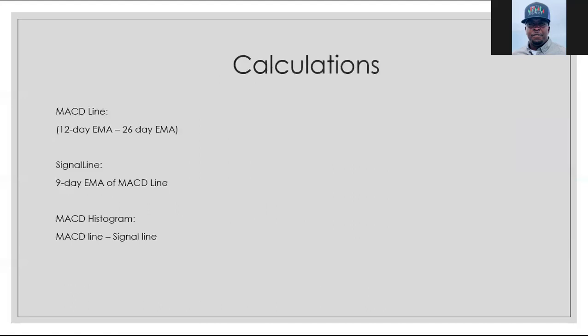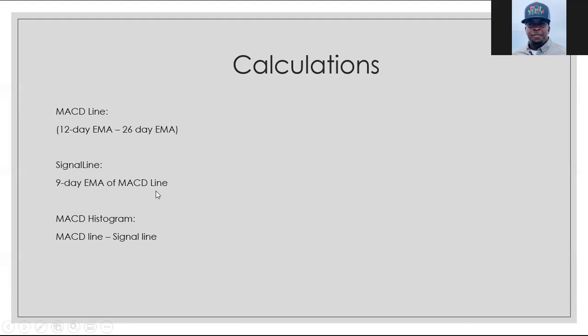So let's talk about those calculations. How do we get that calculation? The MACD line is the 12-day EMA minus the 26-day EMA. That's your calculation. Your signal line is the 9-day EMA of the MACD line.